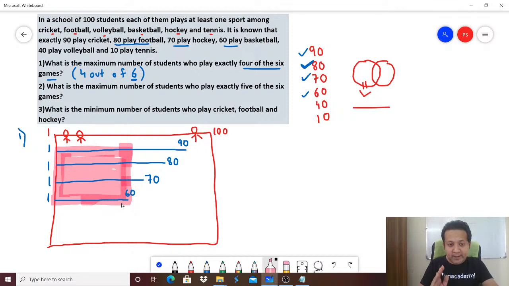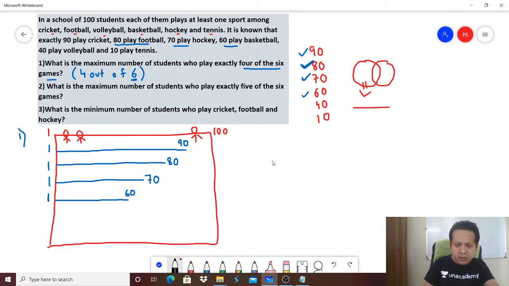So at this point, do not touch roll number 1 to 60 again. I repeat, do not touch. Why? Because they are already playing 4 games. So I'll just take a note of it. Roll number 1 to 60, I'm not going to touch them because they are already playing 4 games.